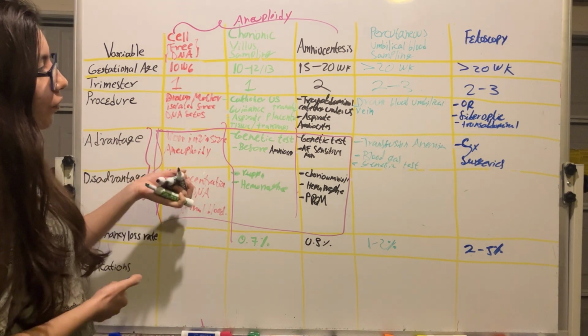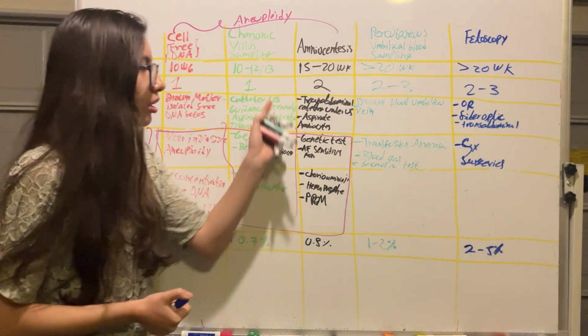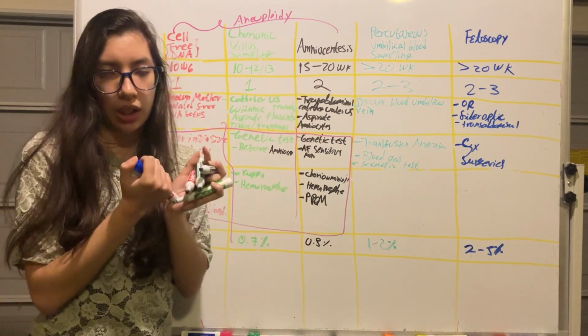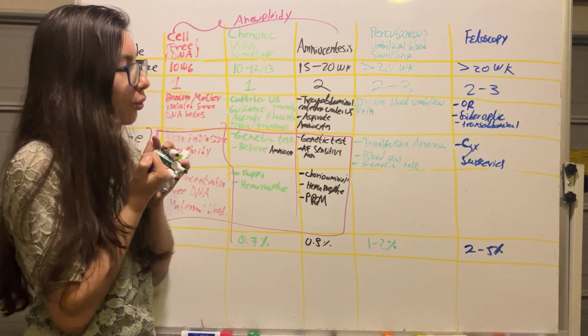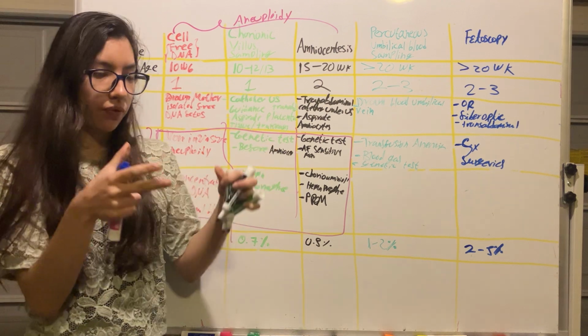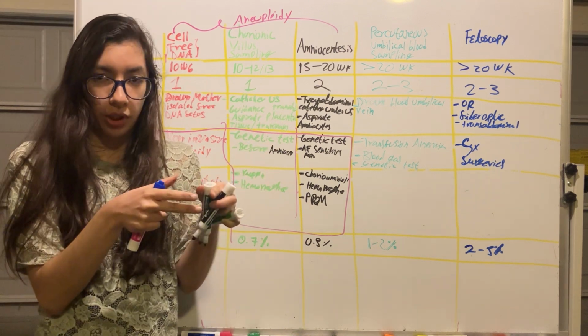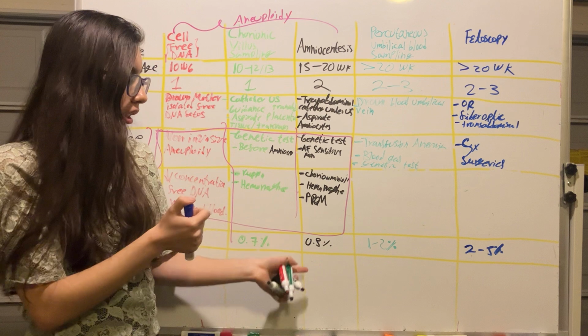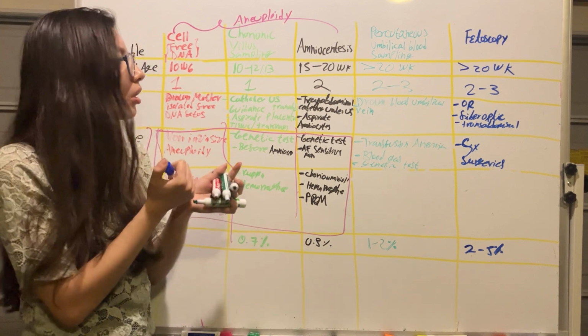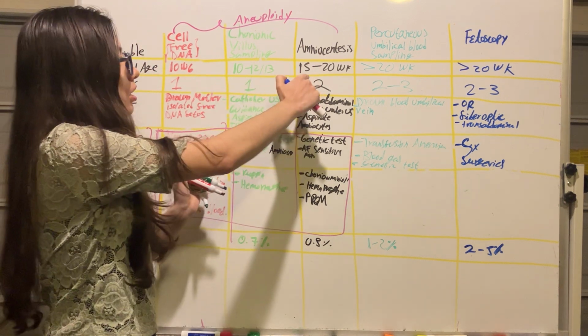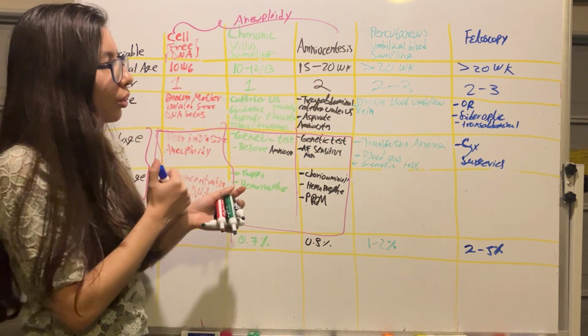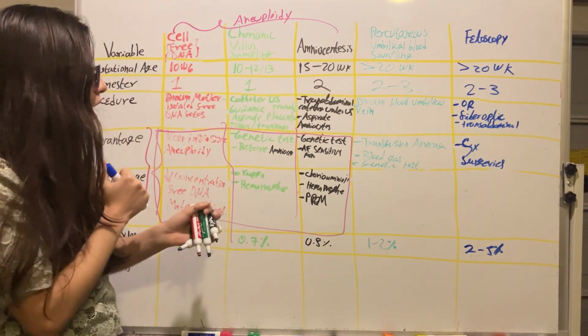And also the reason for doing amniocentesis between 15 to 20 weeks is that if we do amniocentesis when we have low amniotic fluid, then there is an increased risk of pregnancy loss. So for that, amniocentesis is done between 15 to 20 weeks gestation.